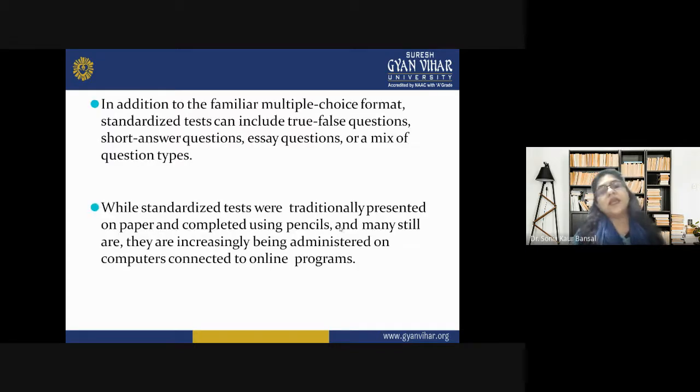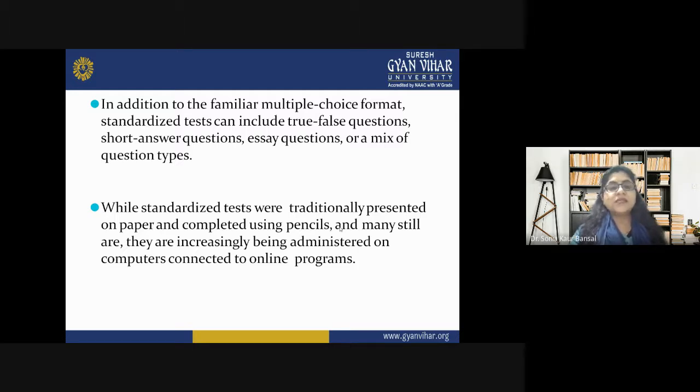Now, next, in addition to the familiar multiple choice format, standardized tests can include true false questions, short answer questions, essay questions, or a mix of question types. So it is not mandatory that we only provide multiple choice format questions. The test maker can include true false questions, short answer questions, essays, or any other type of question which the test maker requires.